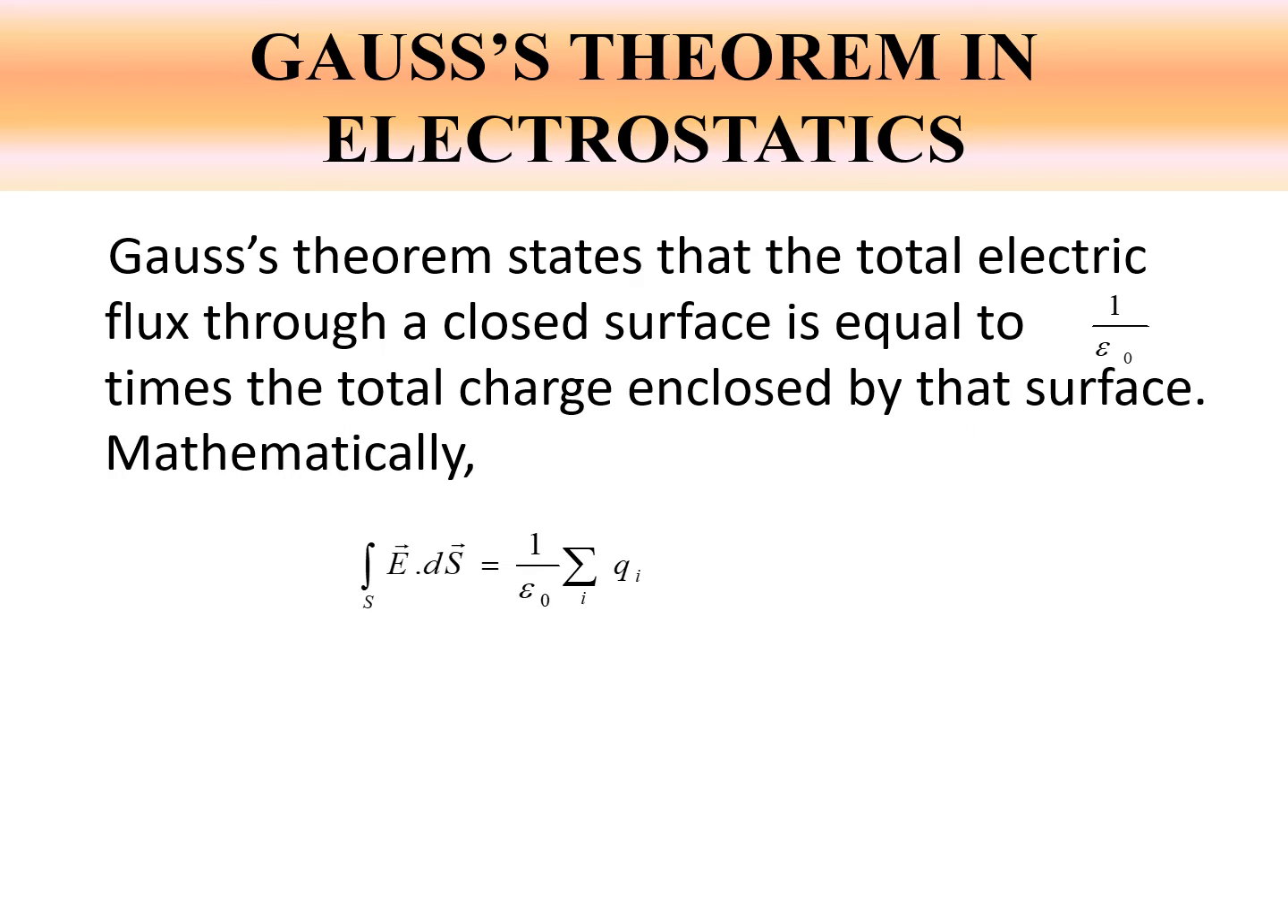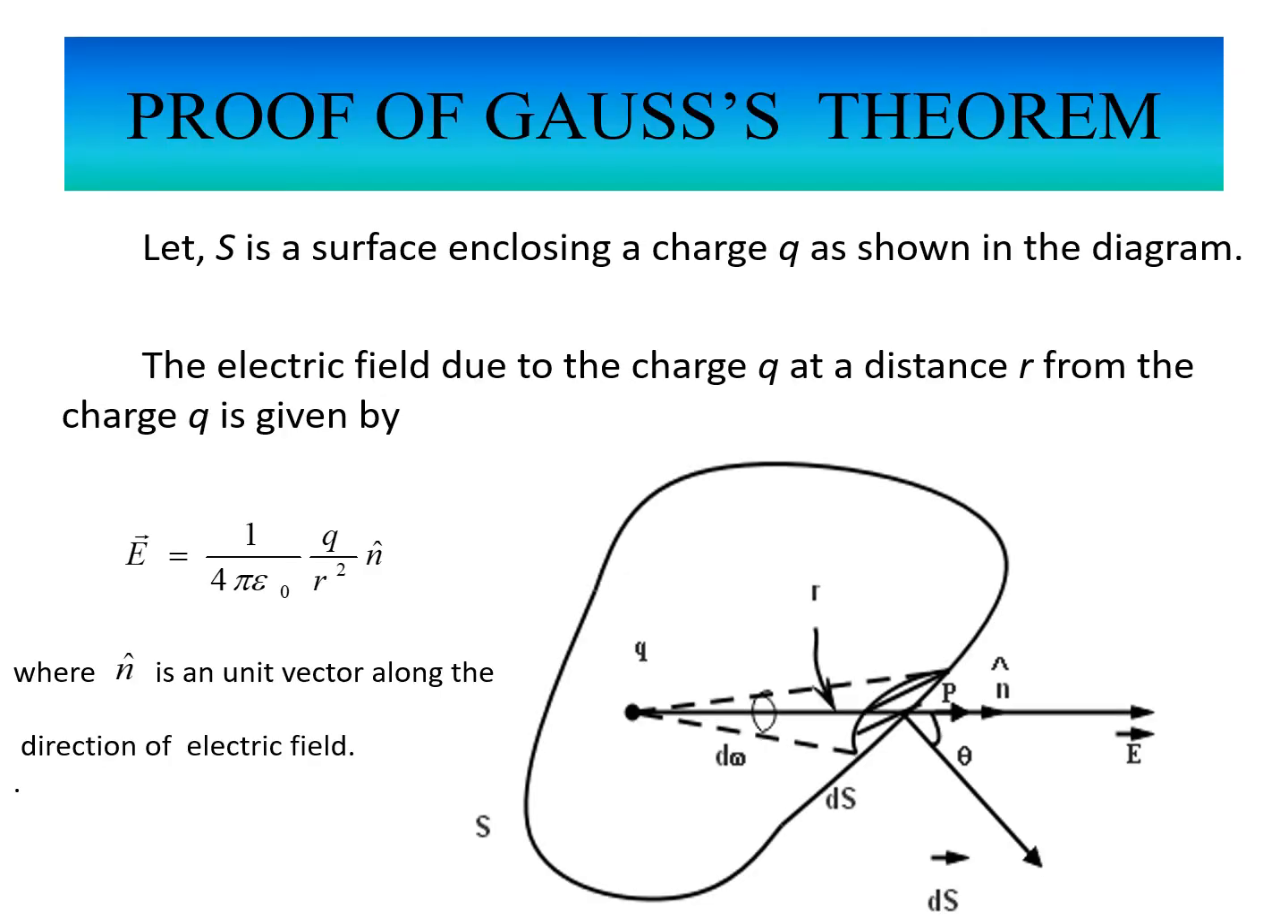If we consider a closed surface, denoted by capital S, and let ds be one small surface area on that closed surface, then Gauss's theorem in mathematical form is given by integration over S E dot ds is equal to 1 by epsilon naught multiplied by the sum of all the charges enclosed by the surface capital S. So after the definition, let us now understand Gauss's theorem with the help of one diagram.